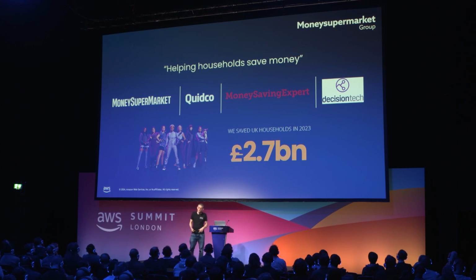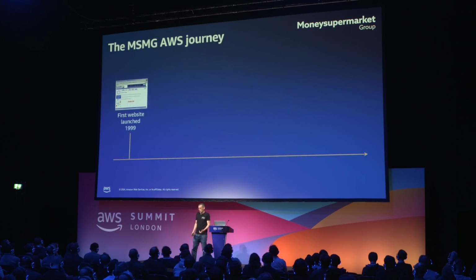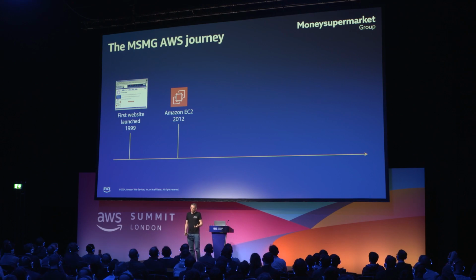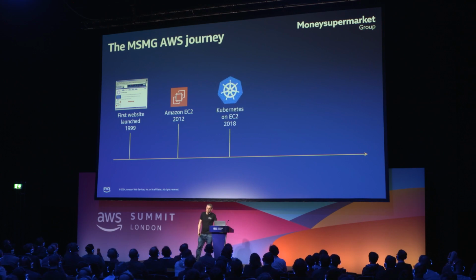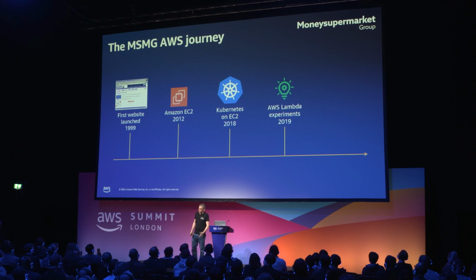And then we also have Decision Tech, which is our B2B technology function, which provides some of our technology to third parties. So we've been around quite a long time. We're a survivor from the first dot-com boom. We launched our first website back in 1999. We were in data centers, as everyone was at that time. But we did adopt AWS quite early, back in 2012, where we put all of our workloads onto EC2. We then followed that up with adopting Kubernetes in 2018, and then started experimenting with Lambda in 2019. Obviously, nothing happened in 2020, so I won't talk about that.